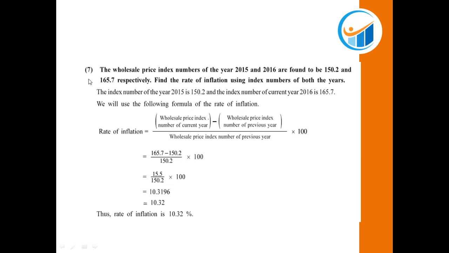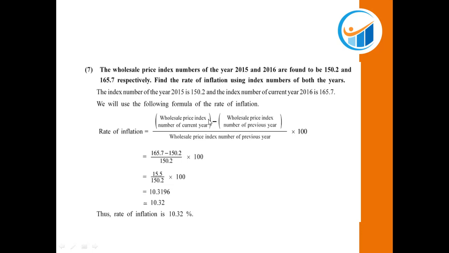In illustration 24, what is written, children? The wholesale price index numbers of the years 2015 and 2016 are found to be 150.2 and 165.7 respectively. Students, you have been given the wholesale price index numbers of both years, the current year and the previous year. Now the most important question is asked: find the rate of inflation using index number of both the years.